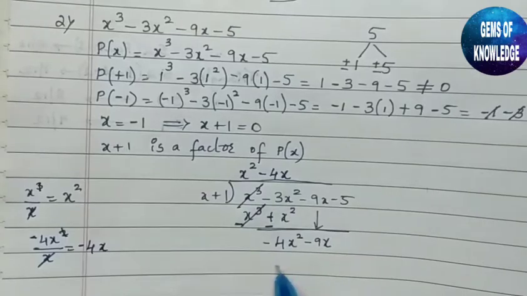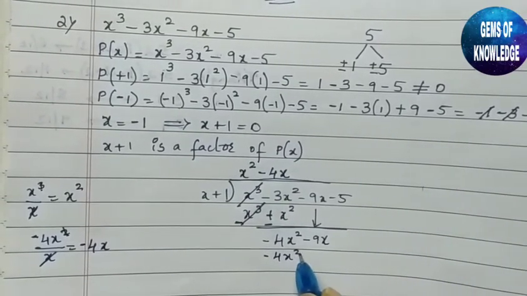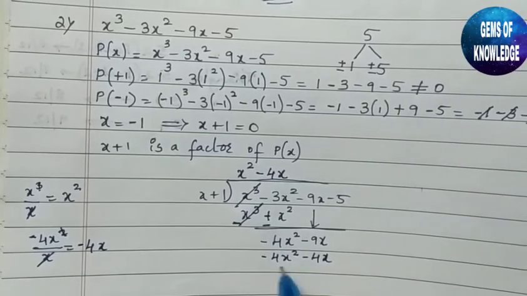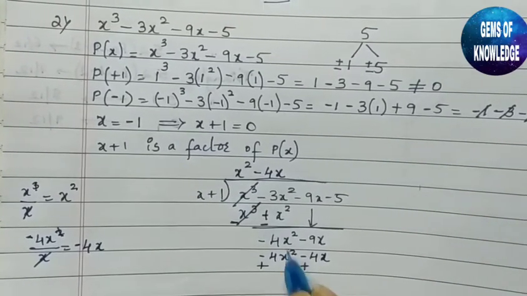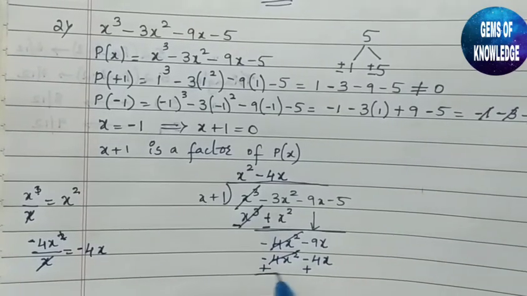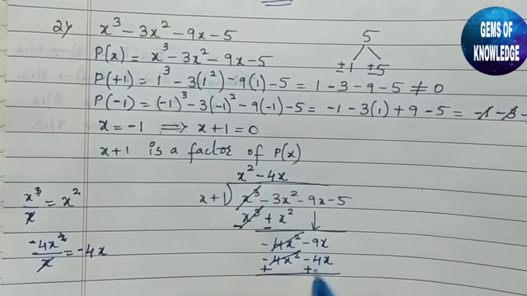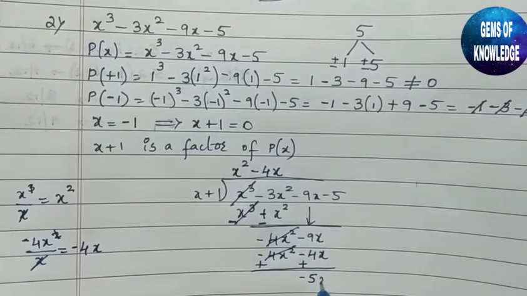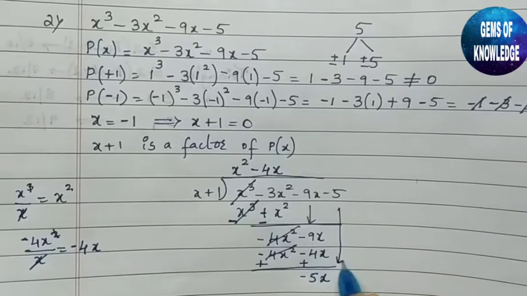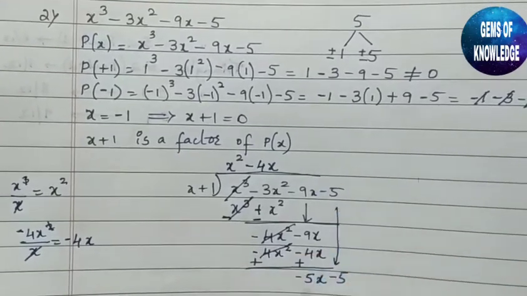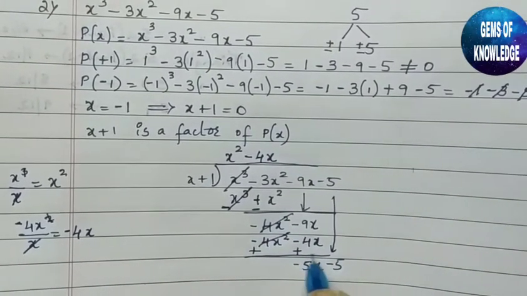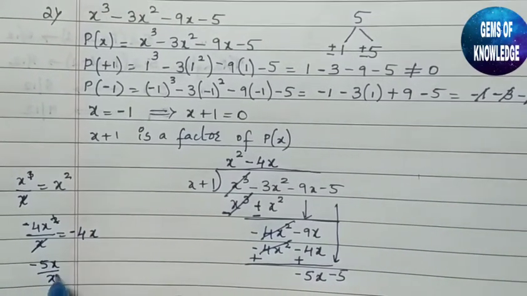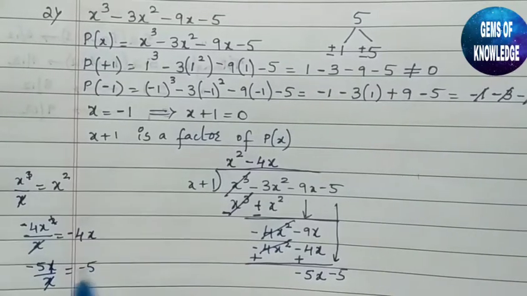Minus 4x into x is minus 4x square. Minus 4x into 1 is minus 4x. After changing signs over here, this one and this one will be cancelled. What is left here? Minus 9x plus 4x. Minus 9 plus 4, minus 5x will be left. And this minus 5 will be taken down. Again we need to divide this minus 5x by this x. Minus 5x by x, so x and x will be cancelled. Minus 5 will be left.